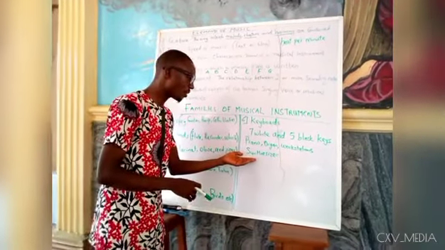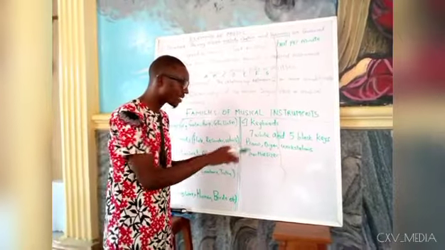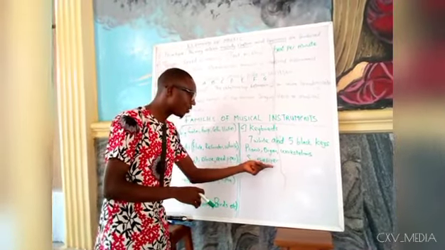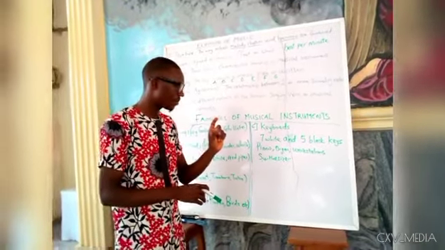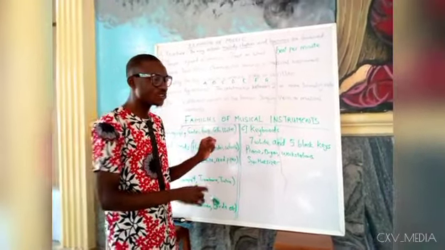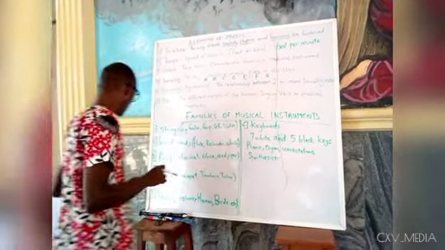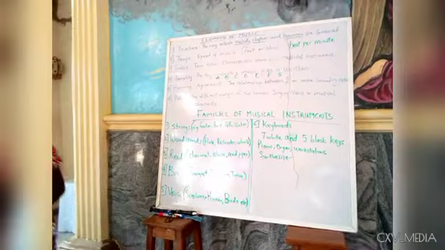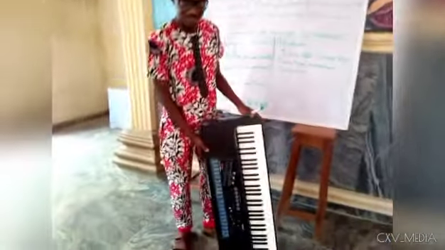We also have what we call synthesizers. Synthesizers also have the white and black keys. Why they call them synthesizers is because they produce artificial sounds, the artificial sounds of a particular instrument. For example, this is an example of a synthesizer.